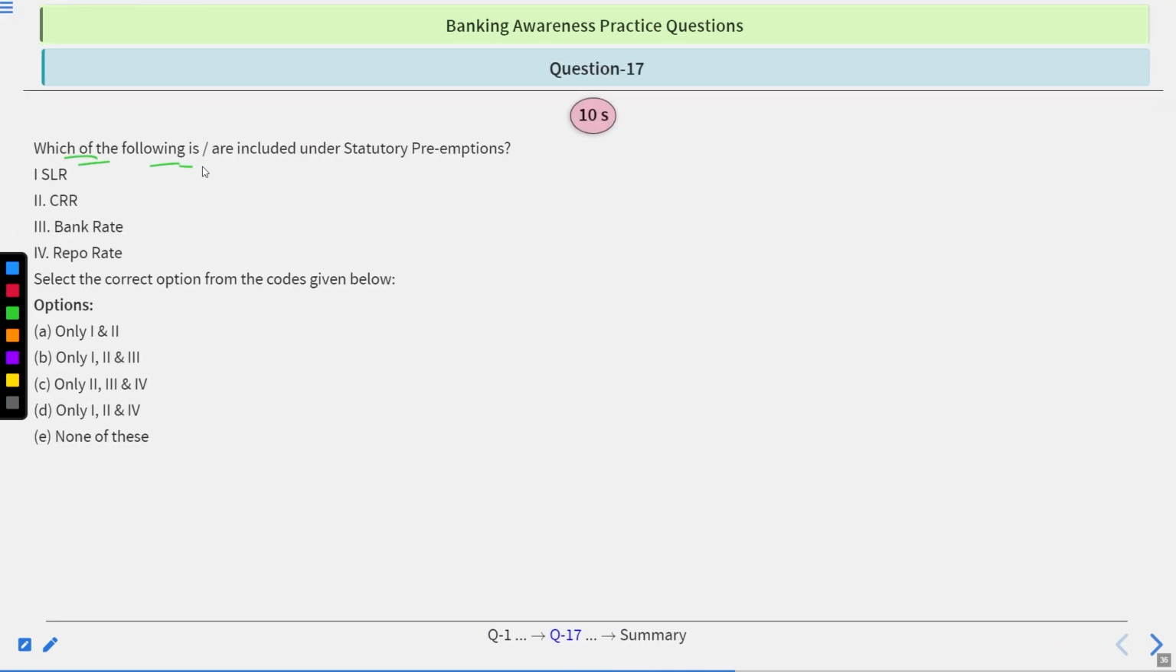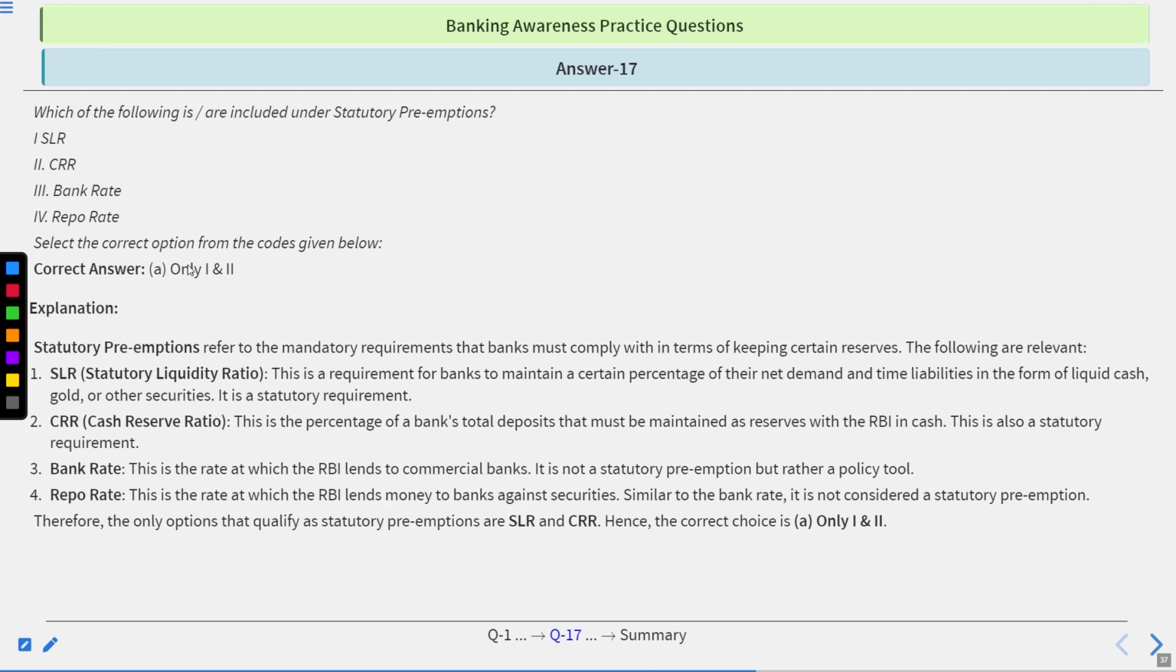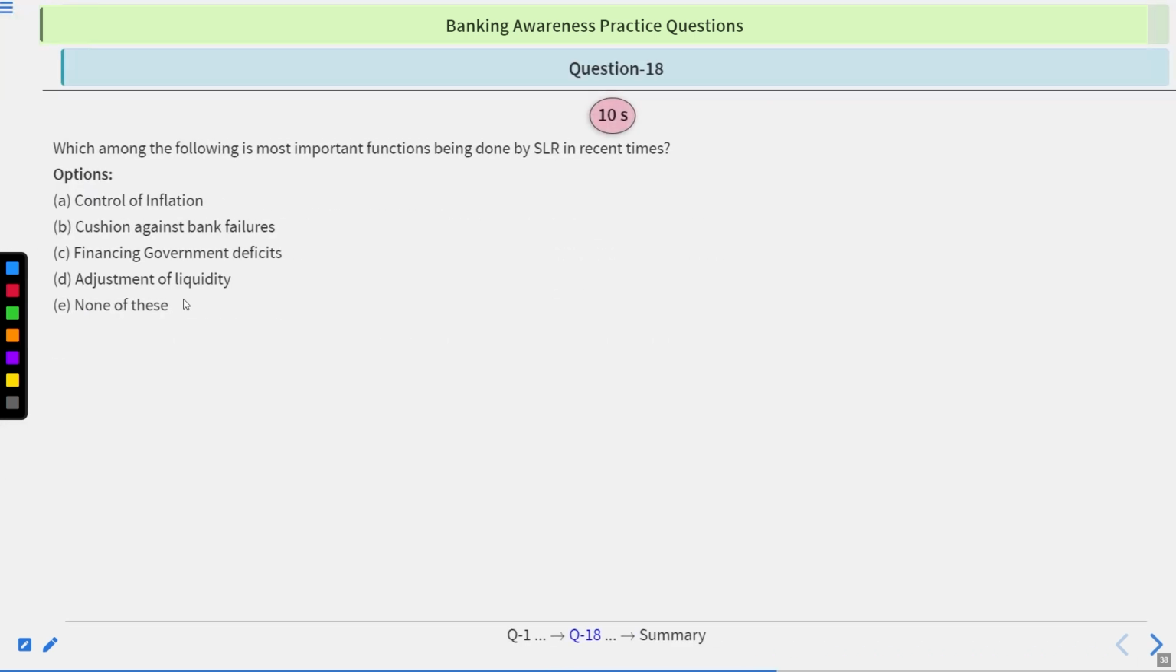17. Which of the following are included under the statutory pre-emptions? SLR, CRR, bank rate, repo rate. Options are there. 10 seconds you have to answer, then I will give you the answer. Time starts now. Okay, the time's up. Correct answer is only 1 and 2.